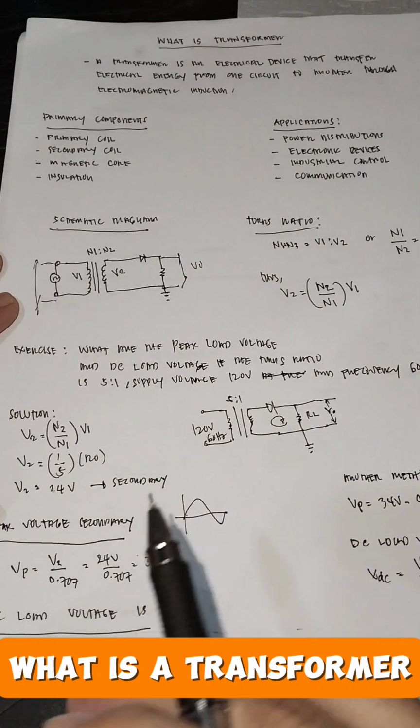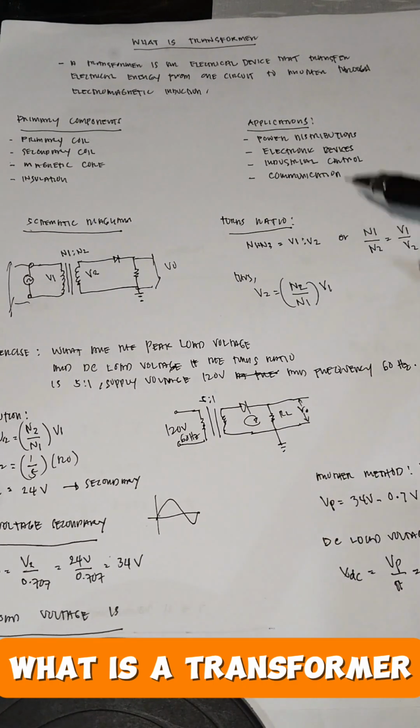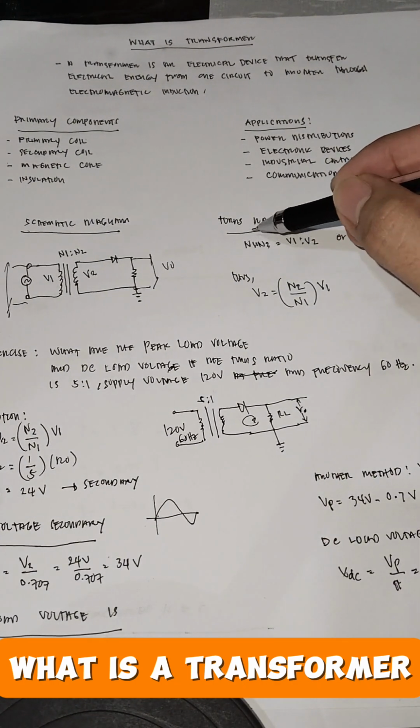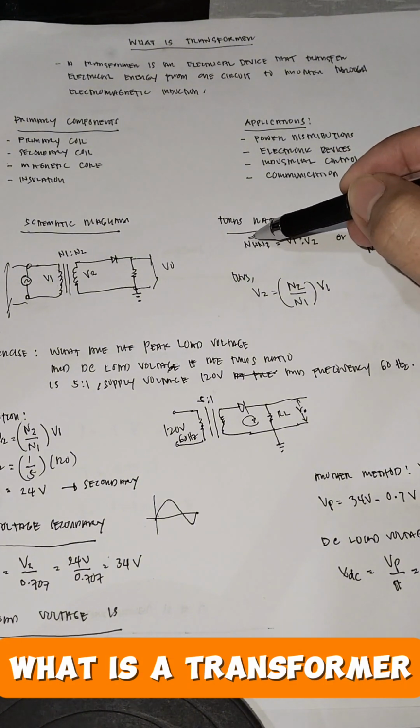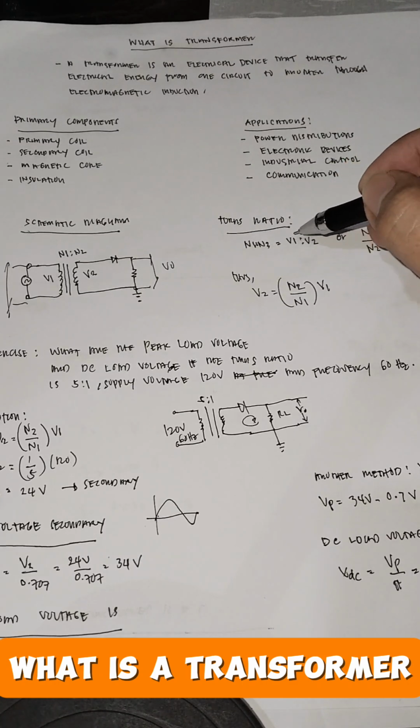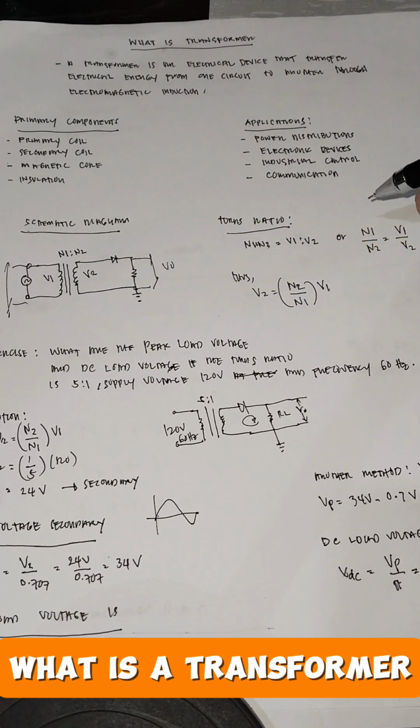So we have a formula for the turns ratio. The turns ratio is N1 is to N2 is equal to V1 over V2. Okay? So N1 over N2 is equal to primary voltage over secondary voltage.